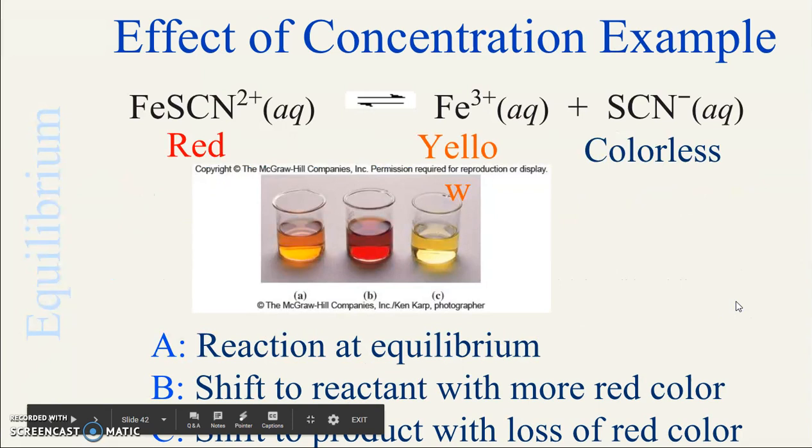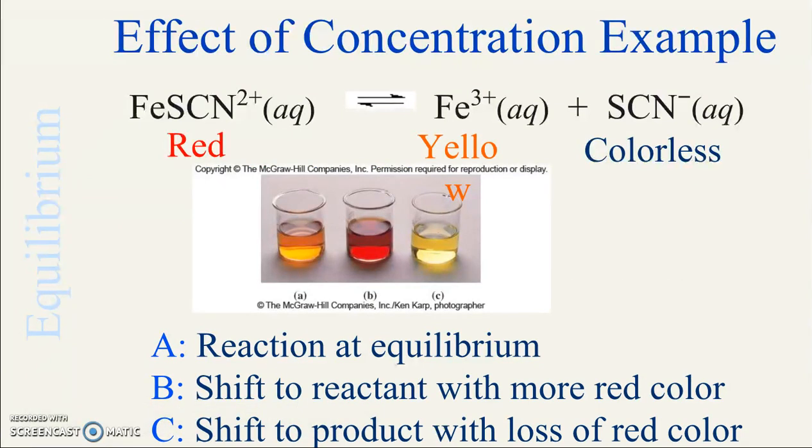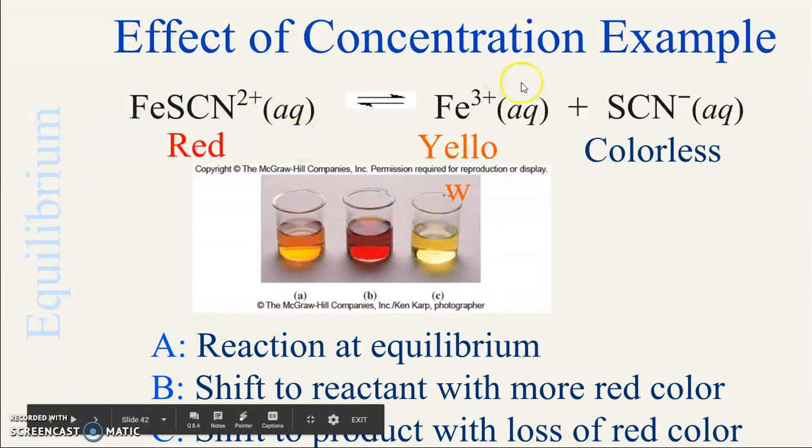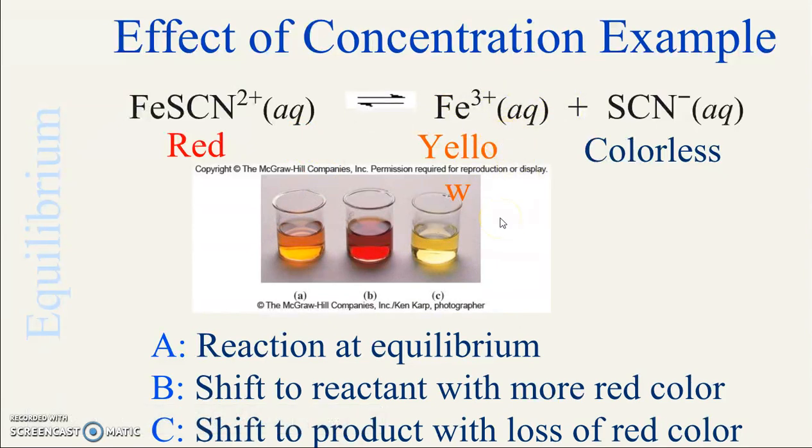So here's an example. Iron thiocyanate is a reddish color, and the product of the forward reaction is yellow because the iron is yellow in the solution. The first one is showing you the reaction at equilibrium. Because it's yellow, clearly the equilibrium favors the products. B is showing you a shift to reactant.